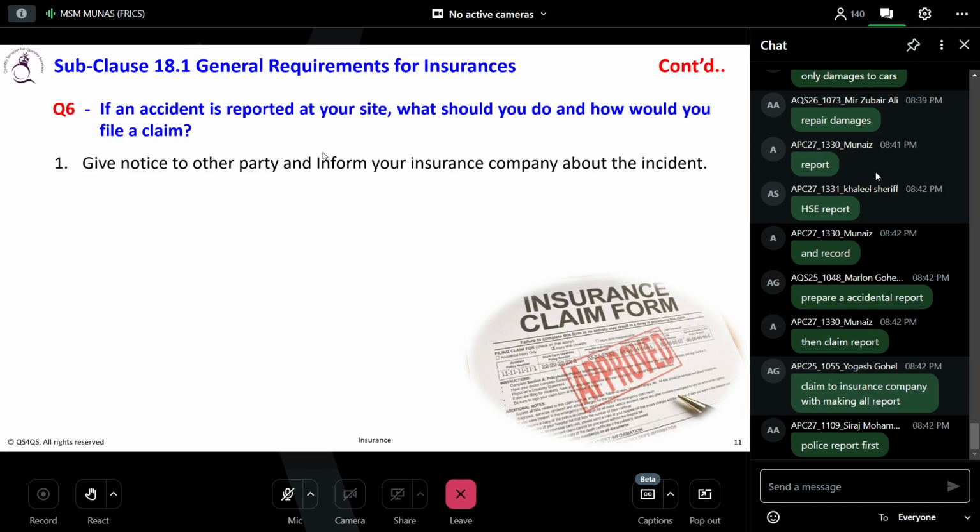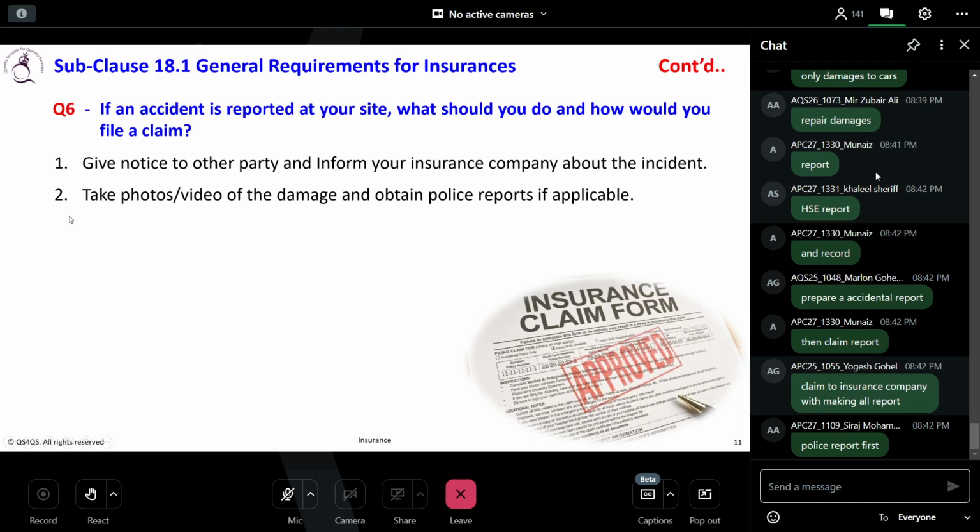So you have to give the notice to the other party that something happened, and also you have to inform the insurance company immediately. Okay, you can't inform after some time. Anything happens, you have to have the timeline to inform them. Now you have to keep the records. So records mean maybe take the photos or videos or anything that proves that the incident happened at the particular place. So you have to take the records.